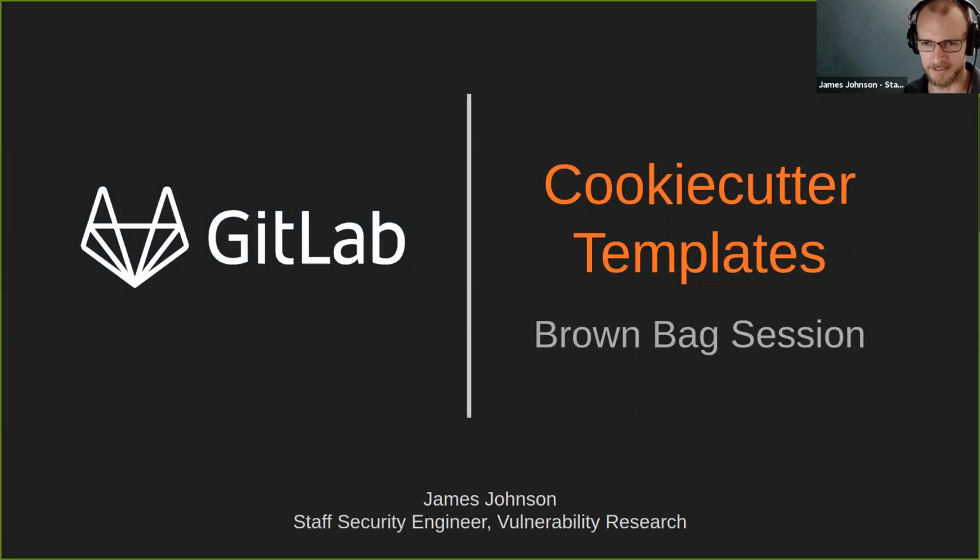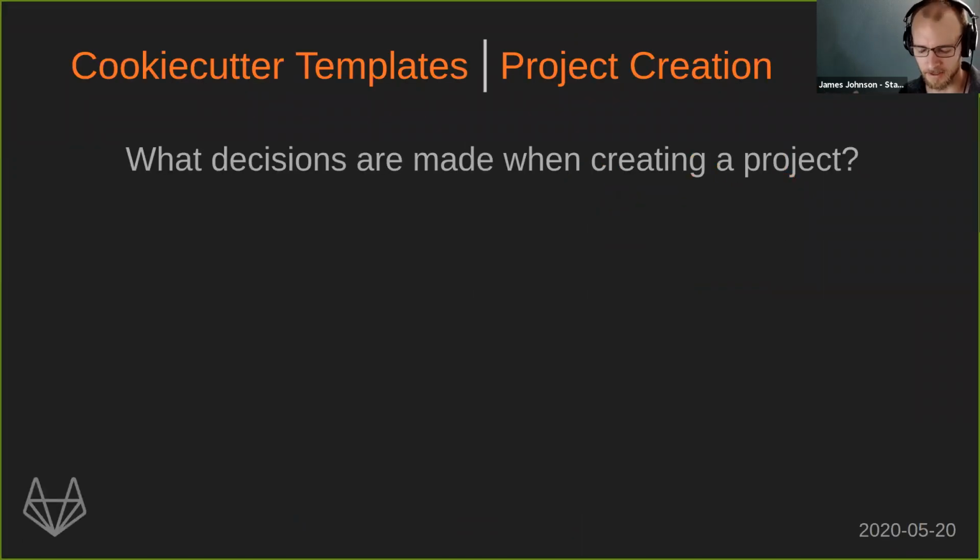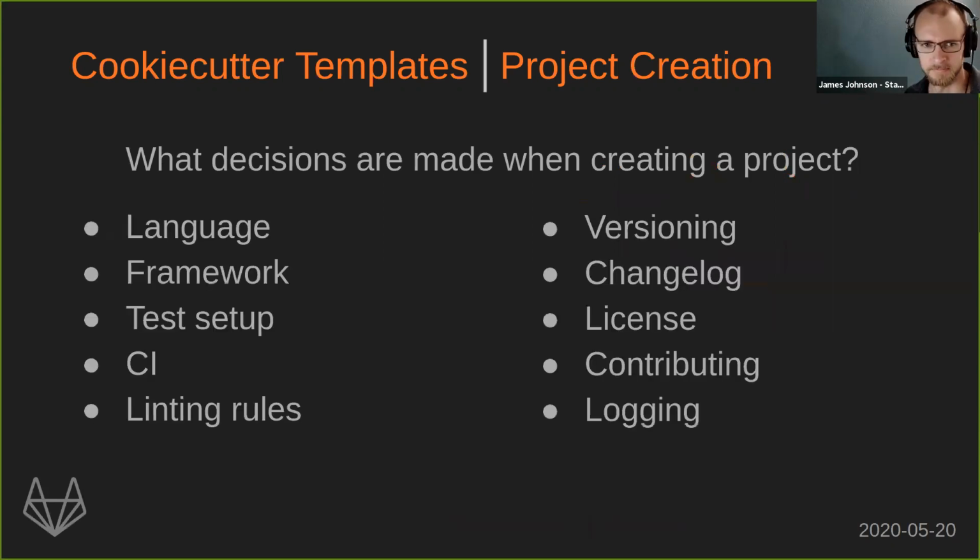All right, so Cookiecutter templates. Cookiecutter templates are about project creation. So if you think about it, there's a lot of decisions that go into creating a project. If you're making it from scratch every time, you have to have an answer to these questions. You need to decide the language, framework, test setup, how you're doing CI, what you want to agree on for versioning, linting, if you're going to do a change log, the license, how to let people contribute to it, how you're going to do logging. And this is just a very small sample of what decisions you have to make.